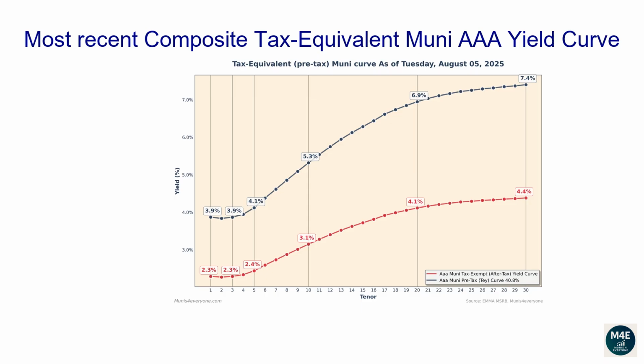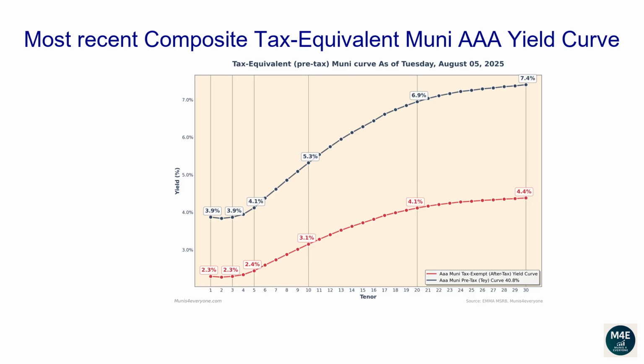Let's now go over the most recent composite tax-equivalent Muni AAA yield curve. The following graph shows in red the tax-exempt after-tax yield curve versus in blue its tax-equivalent pre-tax version as of Tuesday, August 5, 2025, assuming a 40.8% top tax bracket. Why would you care to see the tax-equivalent version of the muni yield curve? More on this shortly. Let's first go over the pre-tax, aka tax-equivalent yield curve.